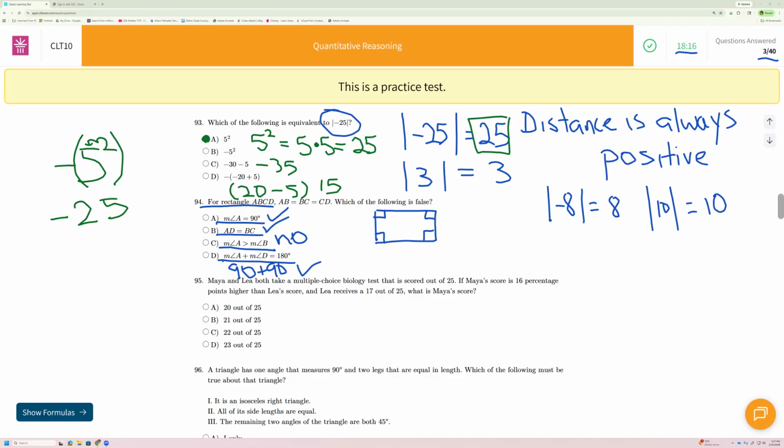This must be correct, but 90 cannot be greater than 90. Let's say this was A and this was B. They're both 90, so it's not greater. This is the incorrect answer. So false matches incorrect. So your choice is C. Let me erase a little bit, enough to say that that is incorrect. So we're going to choose C.